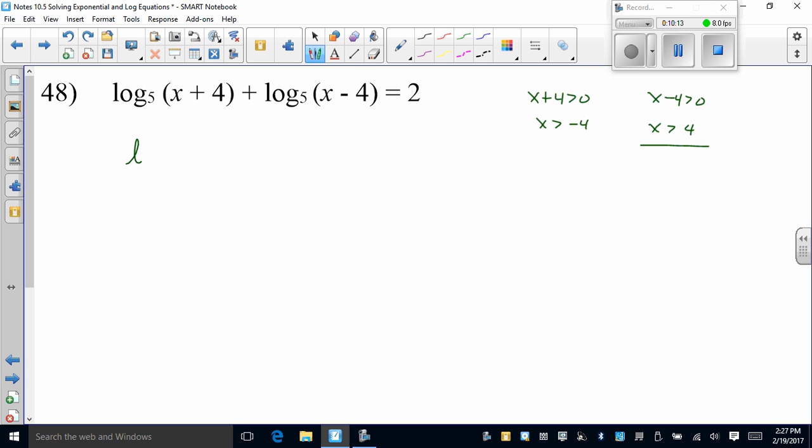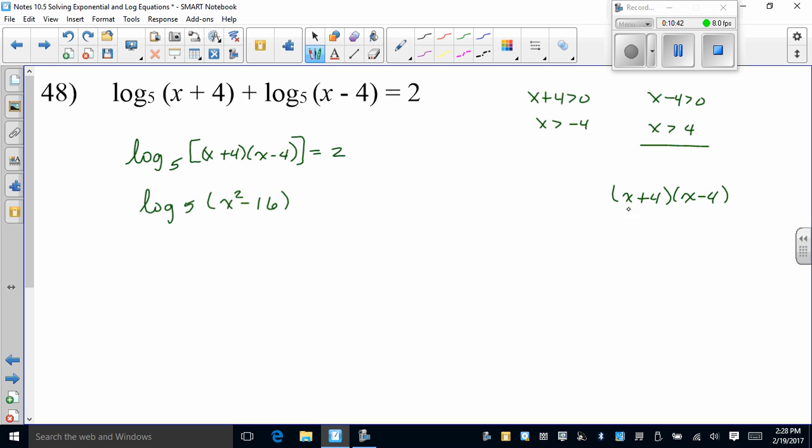of x plus 4, x minus 4, equaling 2. I'm going to go ahead and multiply those two together. Log base 5 of x squared minus 16, for those who have to see that: x plus 4, x minus 4. Follow this out, you get x squared minus 4x plus 4x minus 16, and these two cancel out, so you're left with x squared minus 16 equals 2.